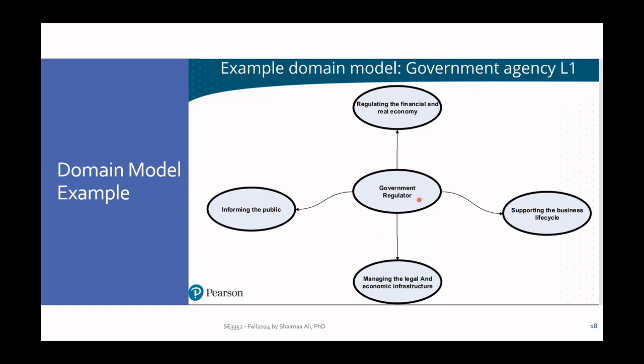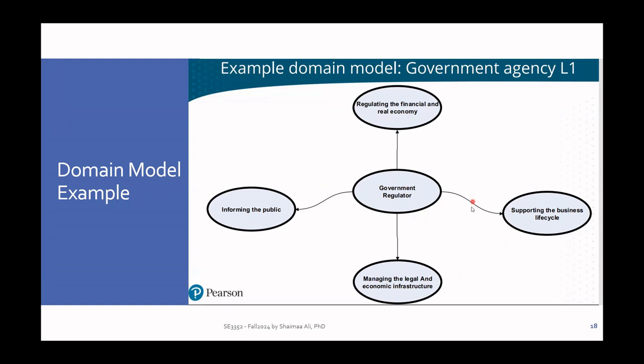So what does progressively mean? First, we start with level 1. So we start with a core concept, and then at level 1, we have the main categories or the main sub-concepts under this concept. Okay, so here we have regulating the financial and real economy, supporting the business life cycle, managing the legal and economic infrastructure, and informing the public. See, these are the main concepts here.